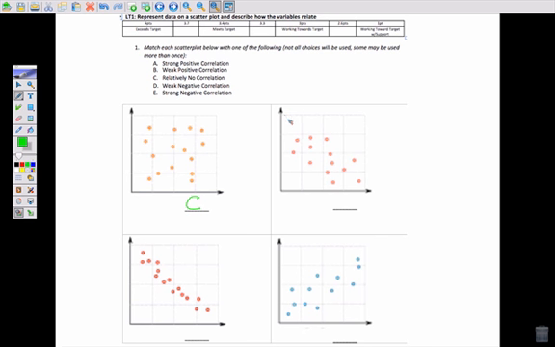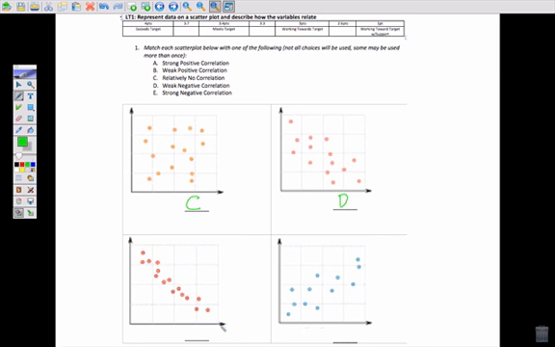In this second example, as the x variable increases, the y variable decreases. That makes this a negative correlation, and there is some spread to these. So I would call this a weak negative correlation.